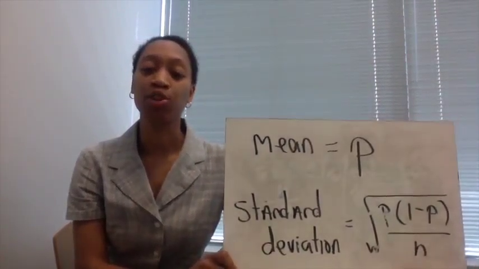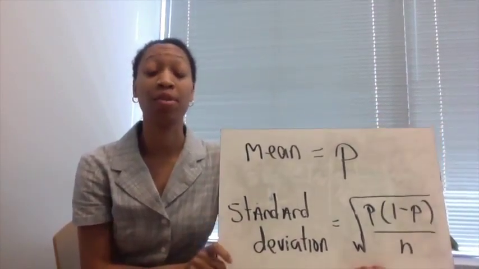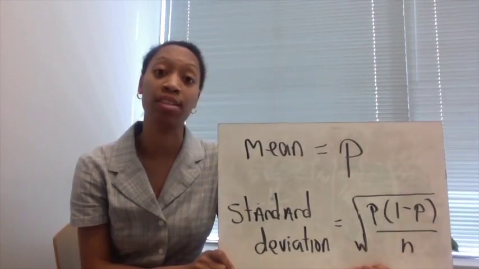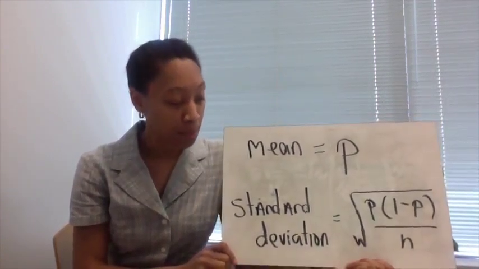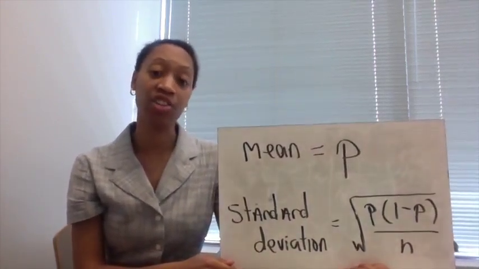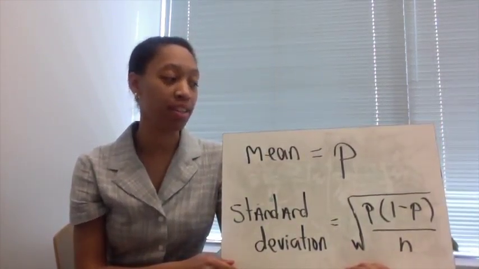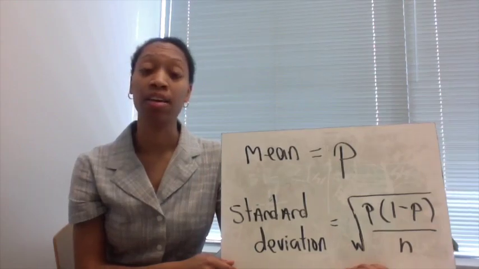For sampling distributions, these are the formulas we have. The mean is just equal to the probability itself. And the standard deviation is the square root of the probability times 1 minus the probability, divided by n.